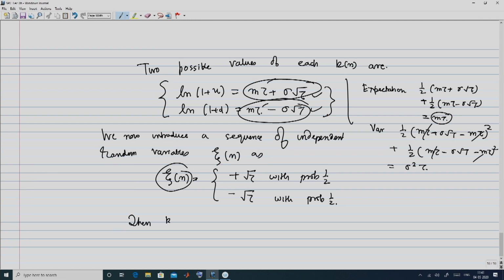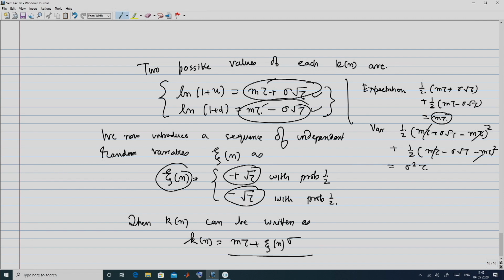Now, once I have this definition of xi n, I can actually combine these two possible values, and so then k n can be written as k n is equal to m tau, and then I have the sigma term. So, the only place where these are distinguished is plus square root of tau and minus square root of tau. So, I can write this as m tau plus xi of n into sigma. So, you can easily see that k n takes the value of m tau plus square root of tau sigma with probability half, and m tau minus square root of tau sigma with probability half. So, this is xi.